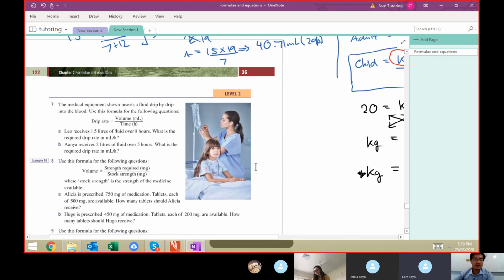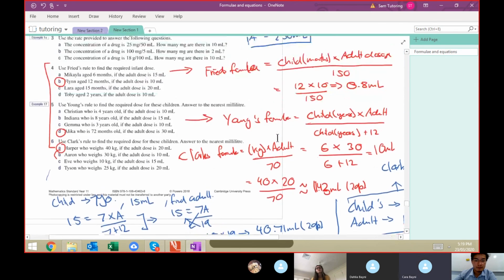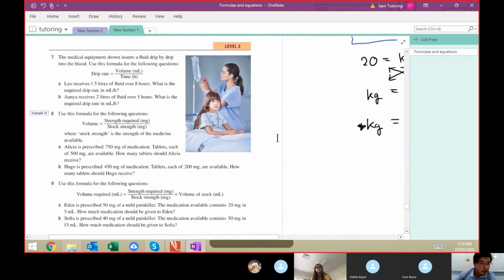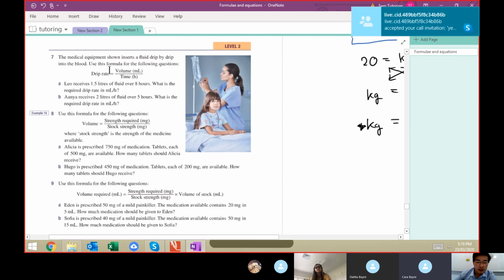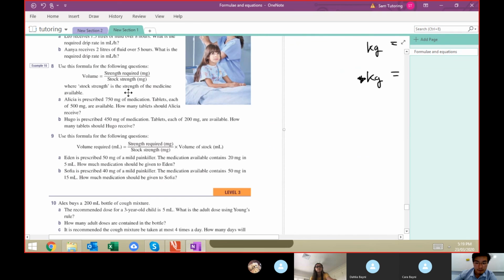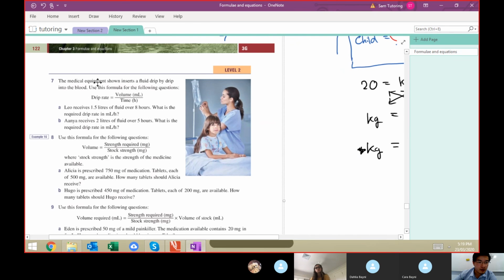So now everyone knows how to work forwards and work backwards with the equation. Is everyone okay with unit conversion? That's a huge thing in medicine topics. A typical question would be like, Leo receives 1.5 liters of fluid over 8 hours. What is the drip rate? Milliliter for liters. That's not that bad. That's actually pretty easy. But is everyone comfortable with unit conversions? Yeah?